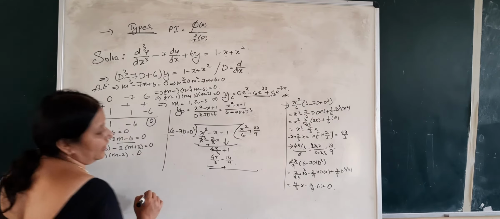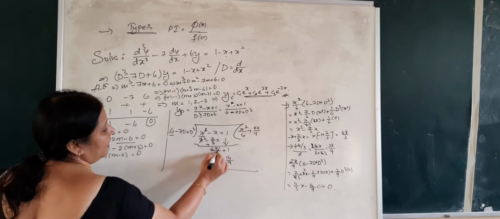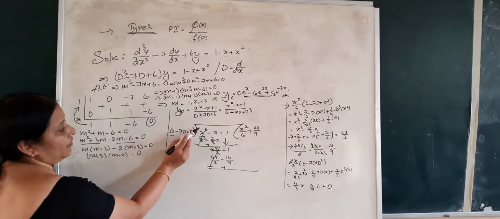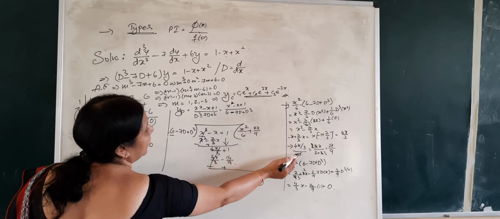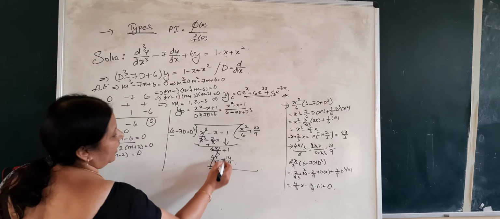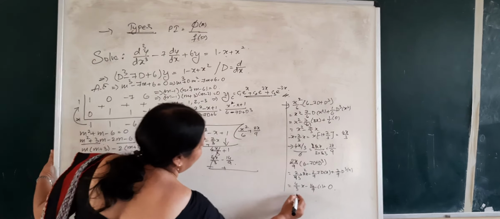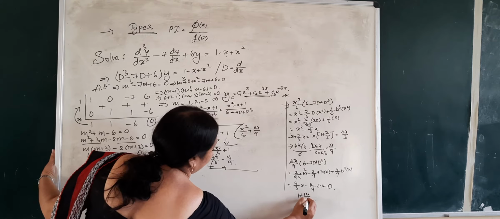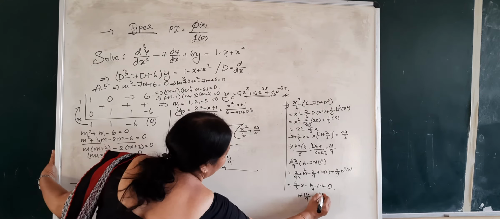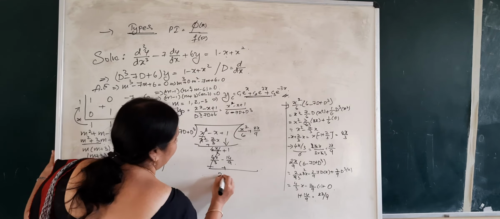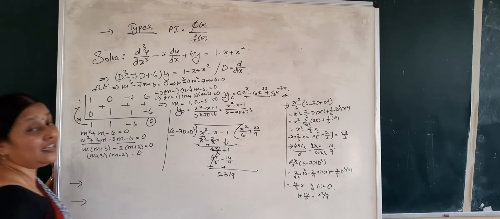See, subtracting again. 4x by 3, 4x by 3 should get cancelled. In every problem, the first terms should get cancelled. That is the purpose of taking the first term divided by the first term. Okay, so we are left with 1 plus 14 by 9. How much is this? 14 plus 9 is 23 by 9. 23 by 9. You can't stop it here.